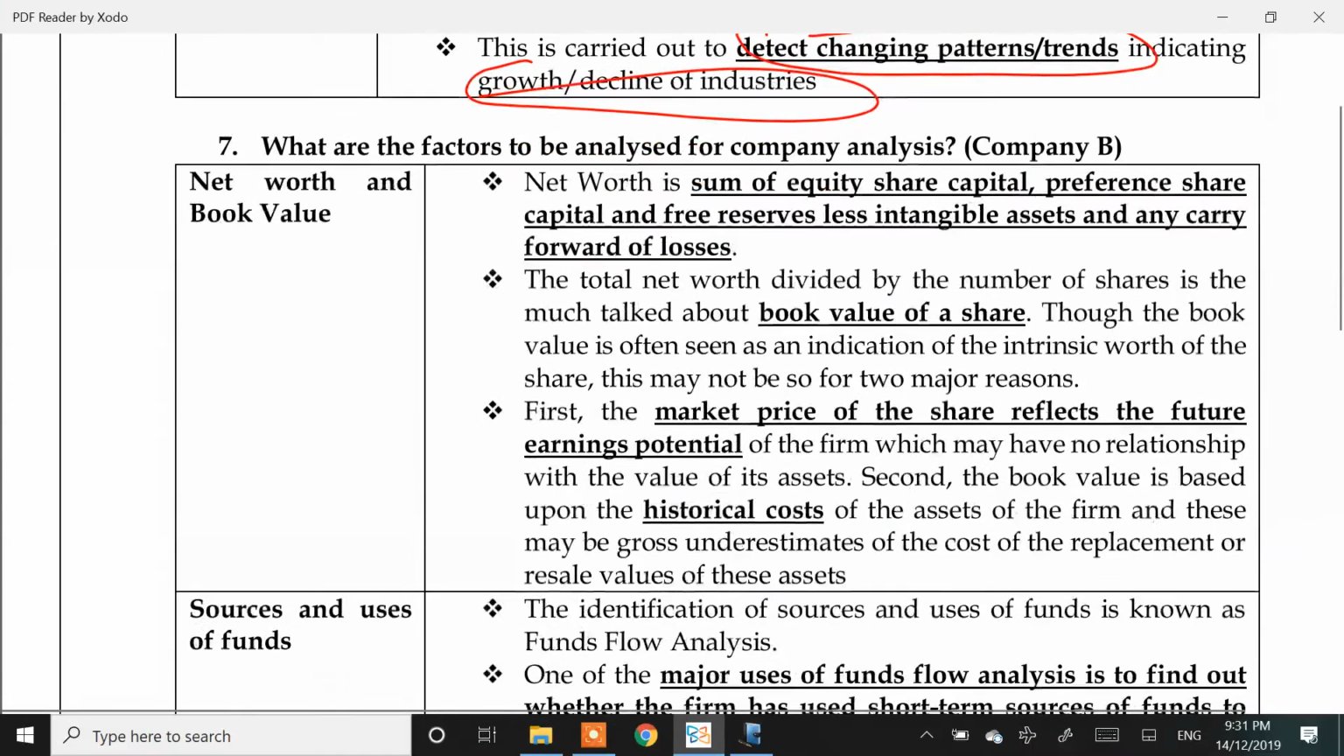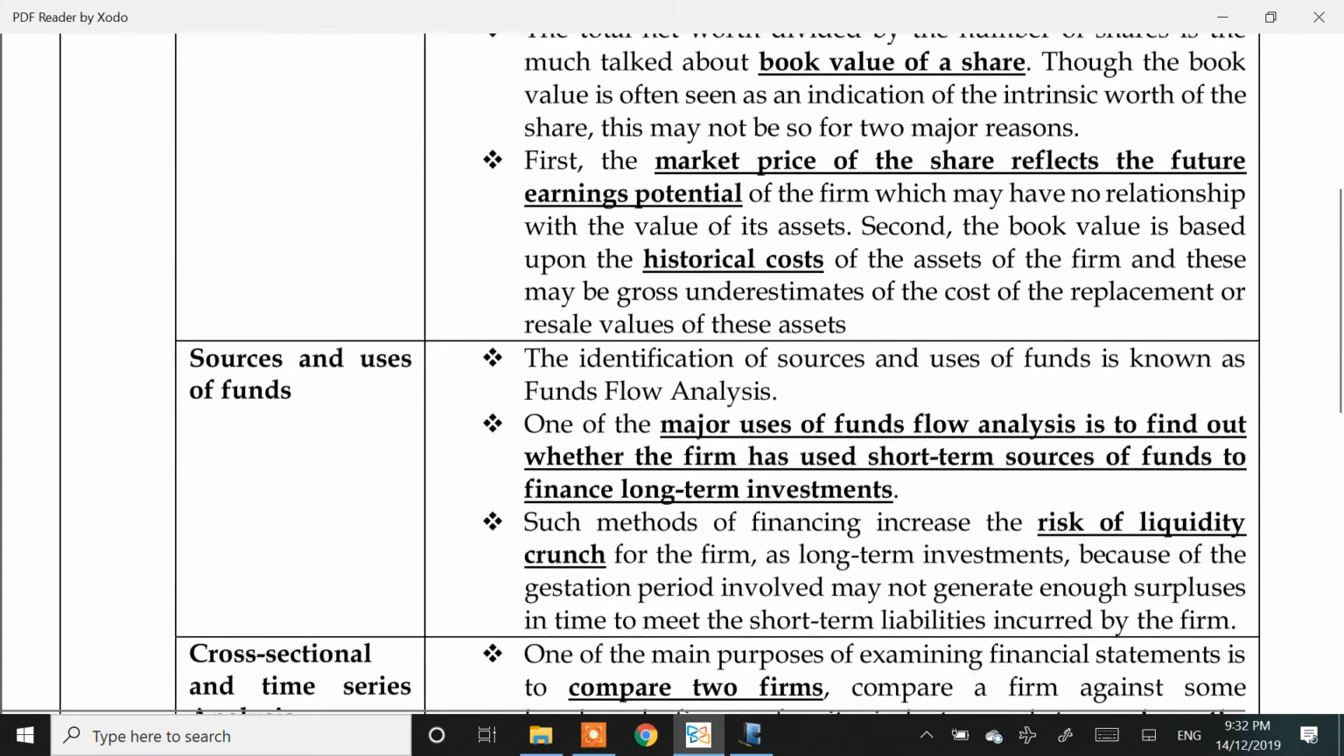So first is net worth or book value analysis. Your net worth is basically something which is known to you. Net worth is equity capital plus reserves and surplus, and I'll deduct any carry forward losses or any fictitious assets. Now if I divide the net worth by the number of shares, I'll get the book value per share. I would want the market price to be at least more than the book value of the share. If the market price is less than the book value of the share, that can indicate that the market is not valuing this company a lot.